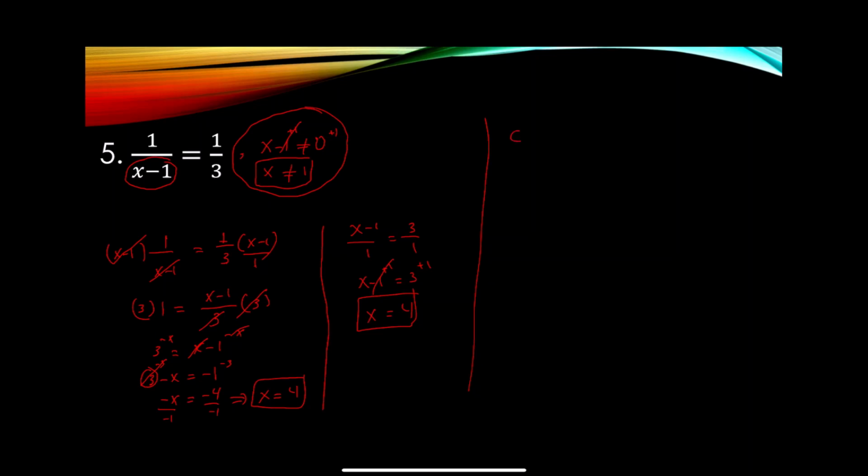Let's just check. 1 over bracket minus 1 equal 1 over 3. Plug in 4, 1 over. So is it equal 1 over 4 minus 1, which is 3? Is 1 over 3 equal 1 over 3? Yes, it is. So our solution is true.